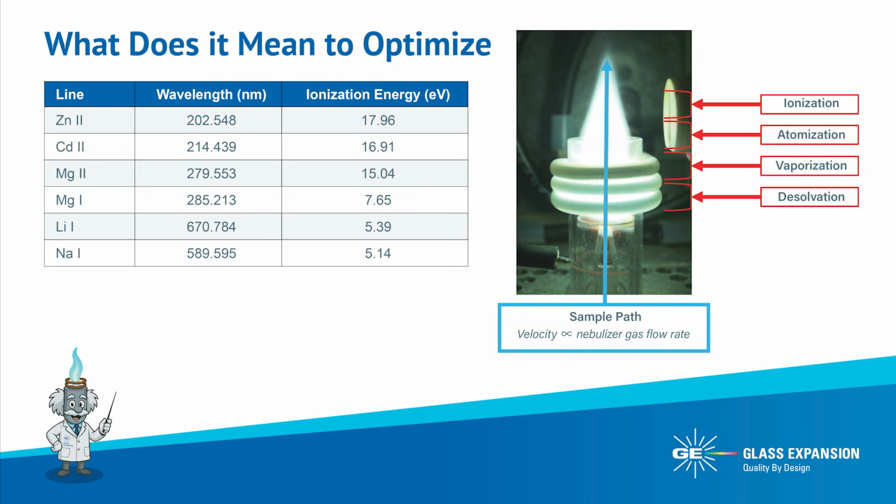When optimizing your nebulizer operating conditions for ICP-OES, we need to examine a variety of wavelengths. Depending on the plasma power and nebulizer operating conditions, the plasma may be better optimized for one over the other. For example, some analytes have high ionization potentials, such as the ionic lines of magnesium, zinc, and cadmium, which require more energy for ionization. Others, such as the atomic lines of magnesium, lithium, and sodium, have a much lower excitation energy and are more sensitive to changes in nebulizer gas flow.